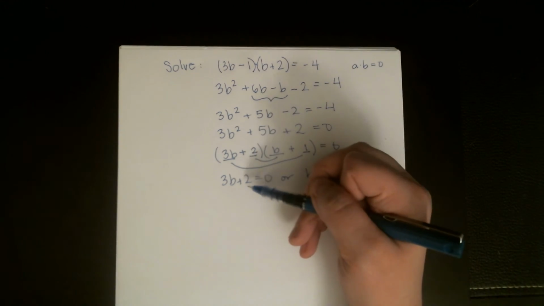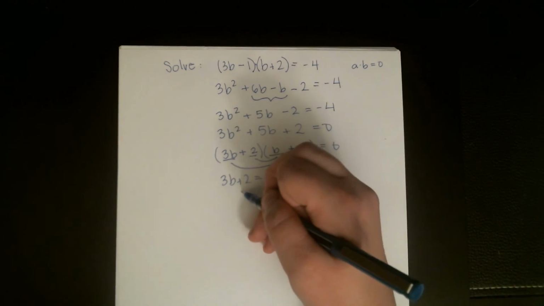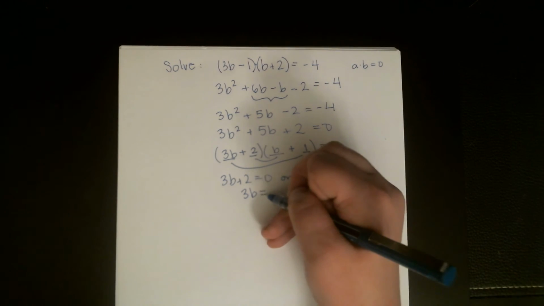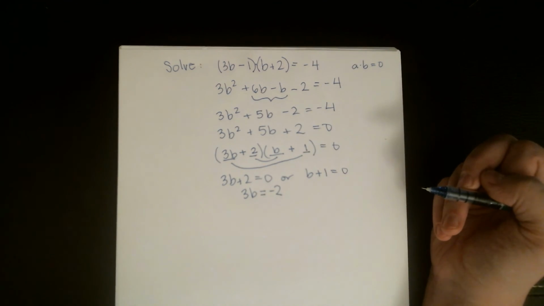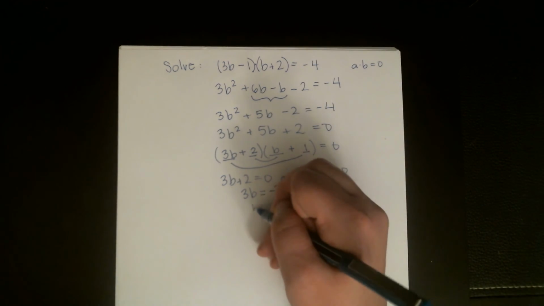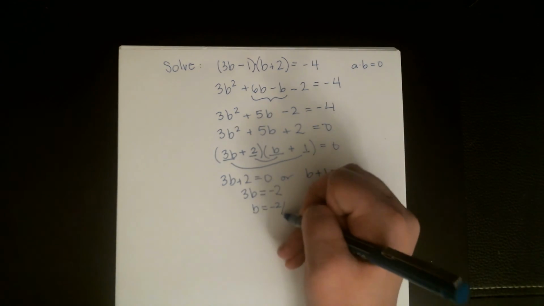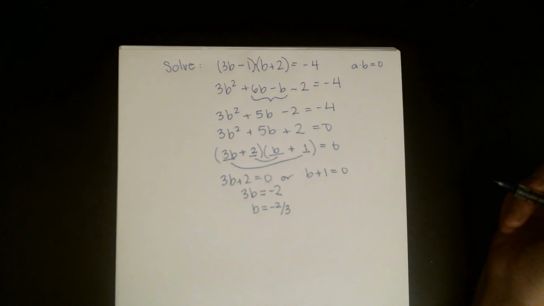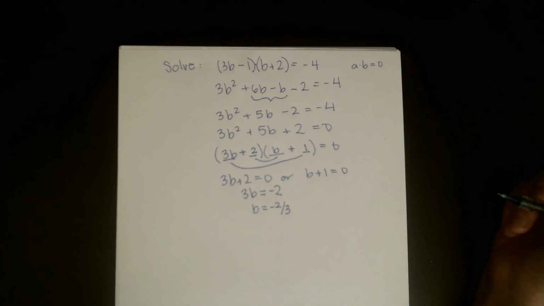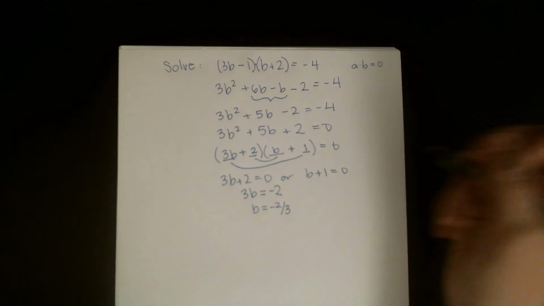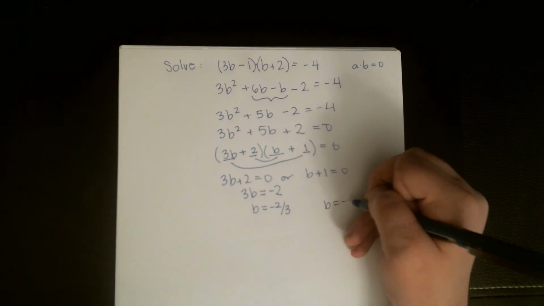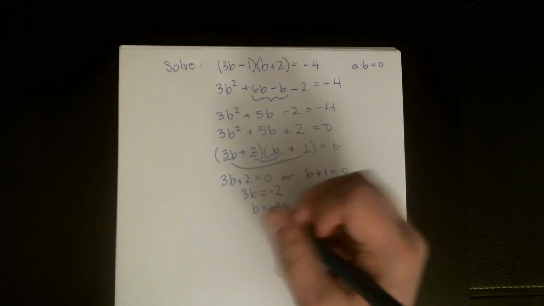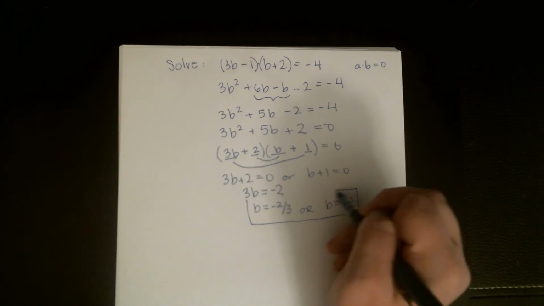Because the 2 is attached by addition, I'm going to subtract 2 from both sides of the equation, leaving me with 3b equals -2. Now I need to get rid of the 3, which is attached by multiplication, so I'm going to divide both sides by 3, and I'll get b equals -2/3. I also need to figure out what solution I get from the second equation. Here I only have to get rid of the plus 1, so I'm going to subtract 1 from both sides of the equation. And I get 2 possible solutions.